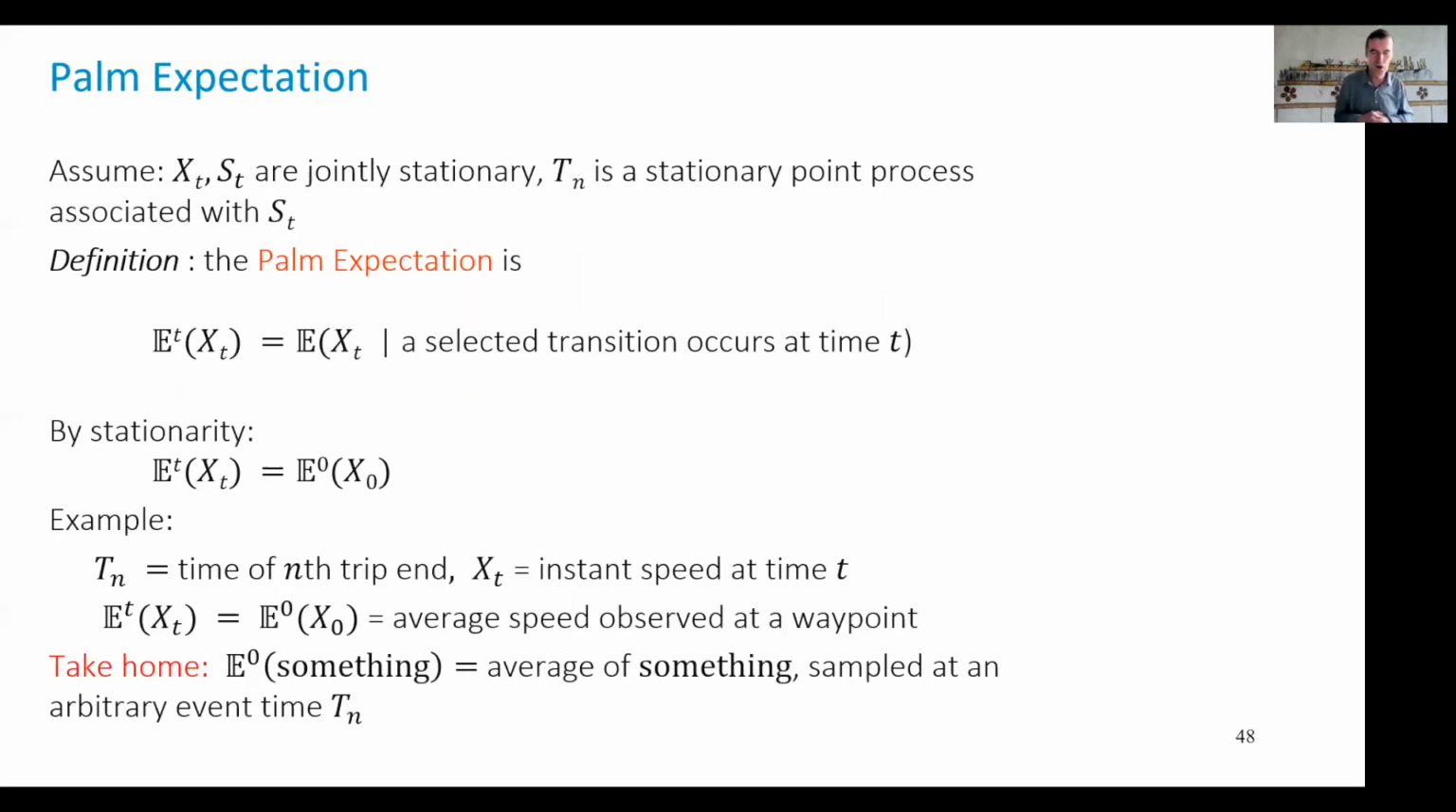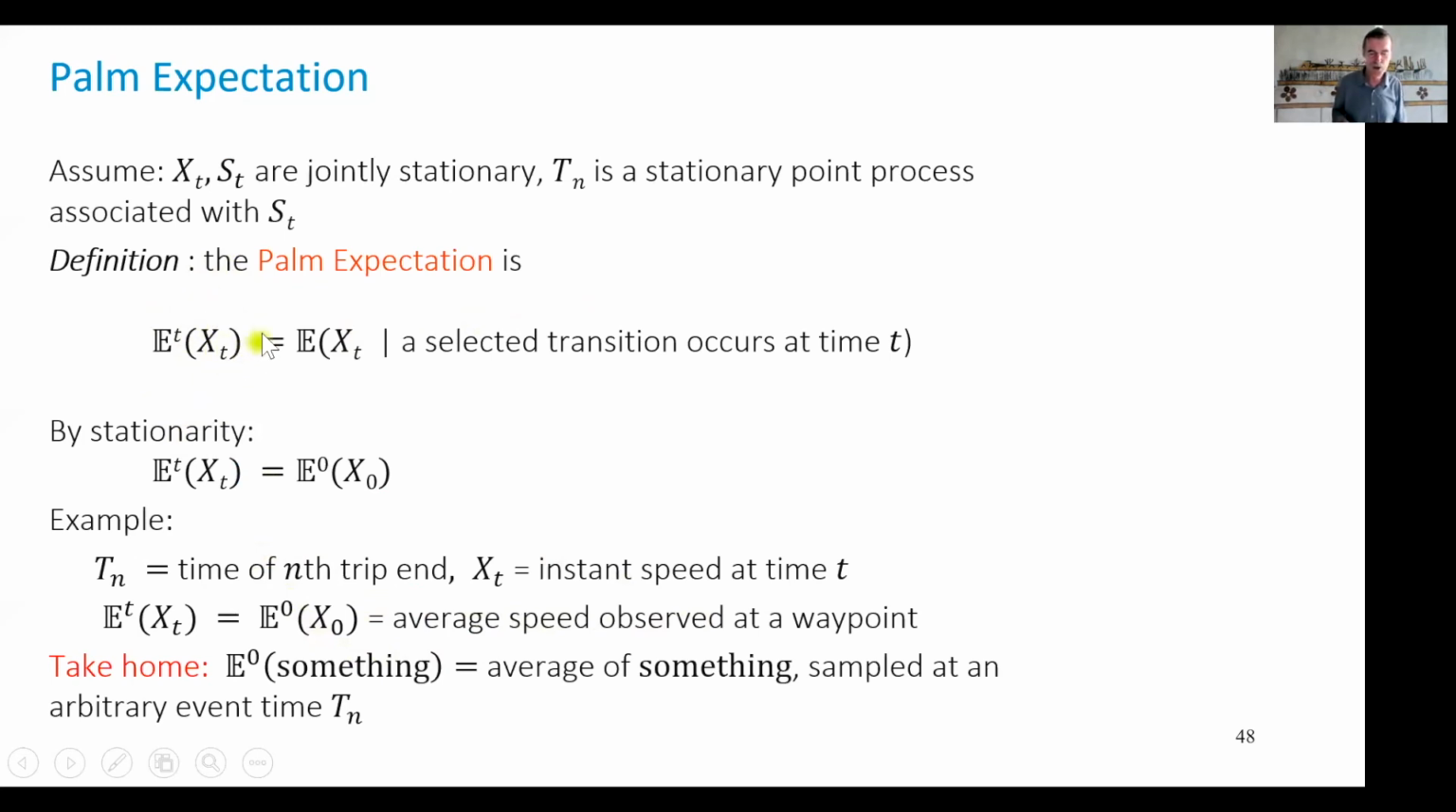In this framework, the Palm expectation is defined as follows. Consider the Palm expectation of some quantity, xt. Remember, xt is something that I'm interested in measuring, for example, the speed that you have now. I can ask a mobile in this random waypoint mobility model, you've run it for long enough, it's stationary, I ask you, what's your speed? I do that at time t, and I obtain an answer, xt.